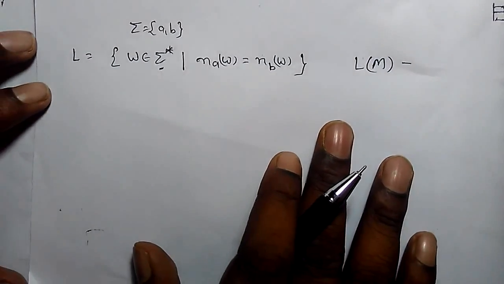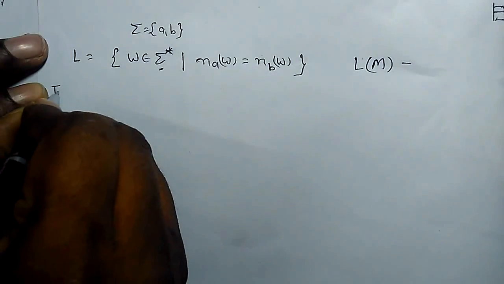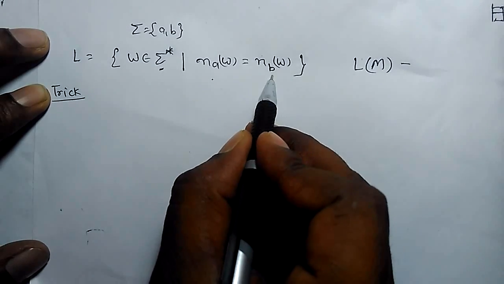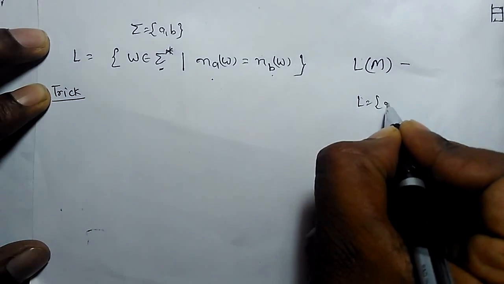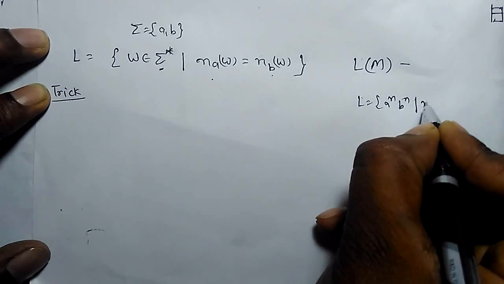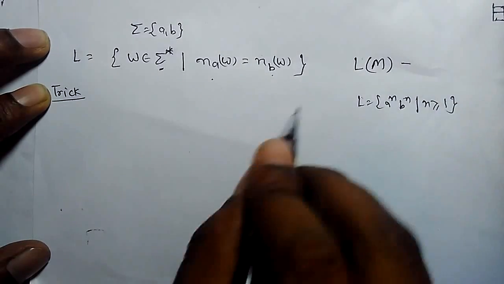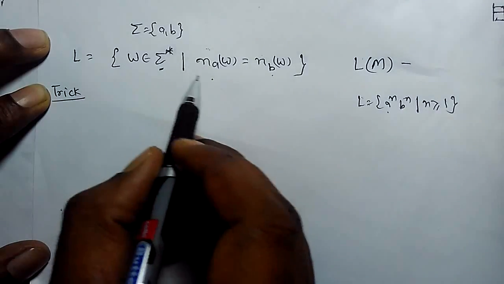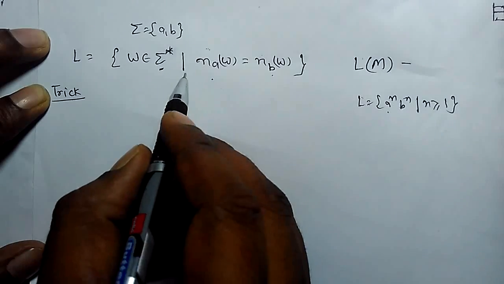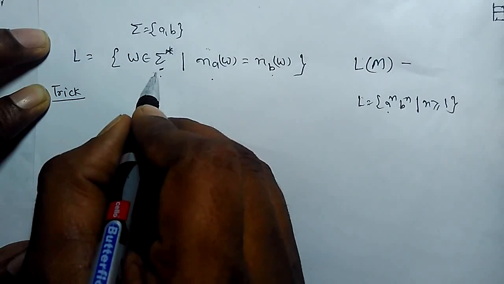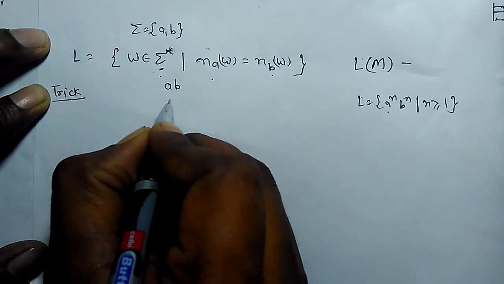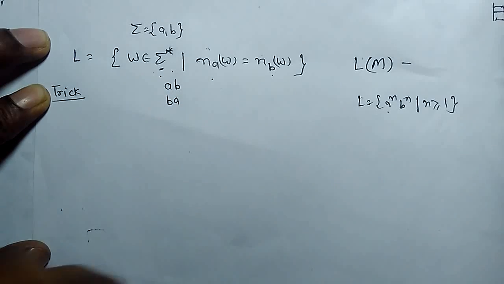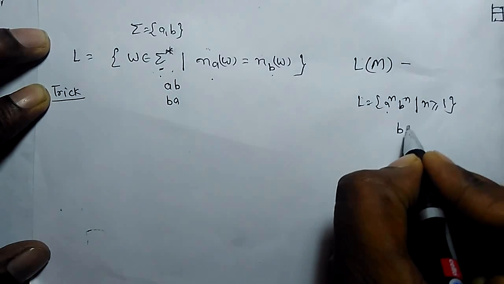Let's create the PDA for this. The trick is that the number of a's should be equal to the number of b's. It is different from the language L equal to a to the power n, b to the power n, such that n is greater than or equal to 1. Why is it different? Because there you start from a, while in this language it is not defined whether you start from a or b. So ab is a part of this language and ba is also part of this language, while ba is not part of the other language.